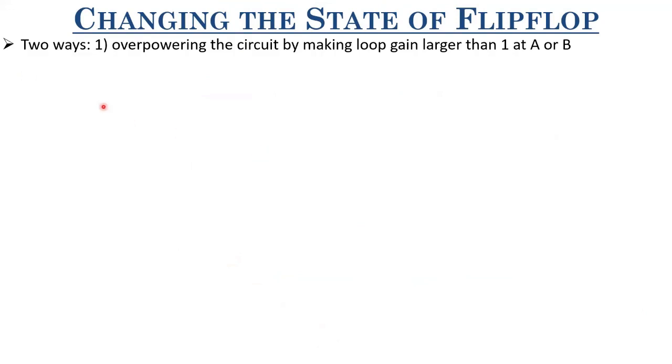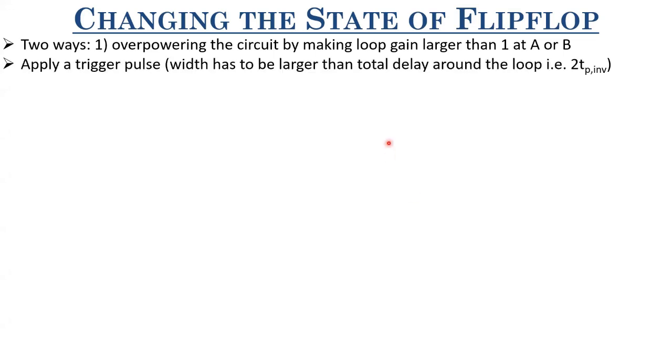Now, how can we change the state of this bistable element or flip-flop? How can we make it toggle? There are basically two ways. One is to overpower this circuit by making the loop gain larger than 1 at A or B. So A or B are stable points, right, where the loop gain is less than 1. In order for a transition to happen, you must make the loop gain larger than 1 at either point A or B, at the stable states. So how can we do that? If we apply a trigger pulse, then we can make that.